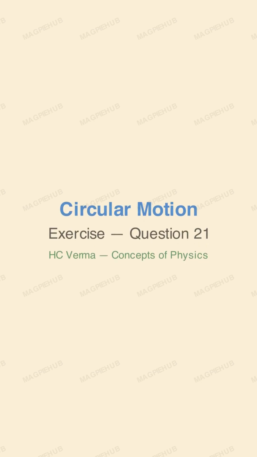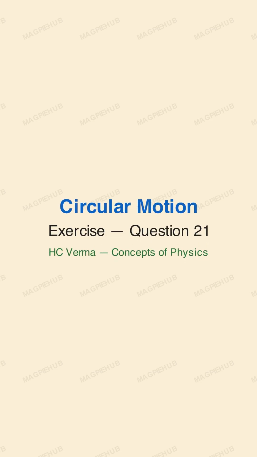Circular motion, exercise question 21 from HC Verma. Here is the top view of a horizontal ruler fixed at one end. A block of mass m sits on the ruler at a distance L from the pivot. When the ruler rotates, the block moves in a circle.